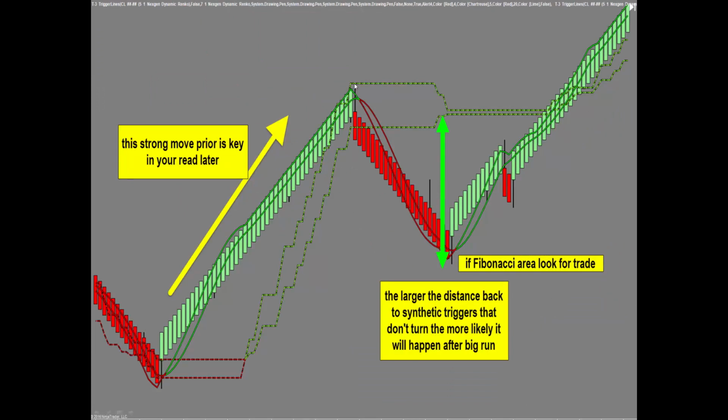strong move to the upside. Even though the market comes down, we've got a very large distance back to your synthetic triggers. Doesn't mean that they can't keep going down, but many times in a strong trend, you'll hit support, and we'll be able to use that support to look for a trade. But this trigger line look is something that you need to recognize.